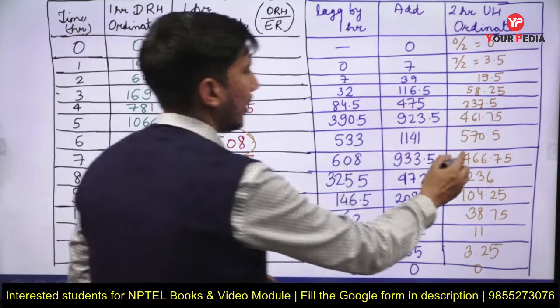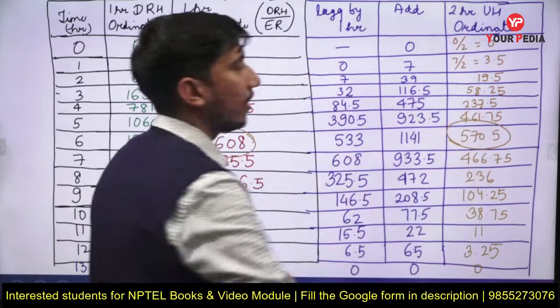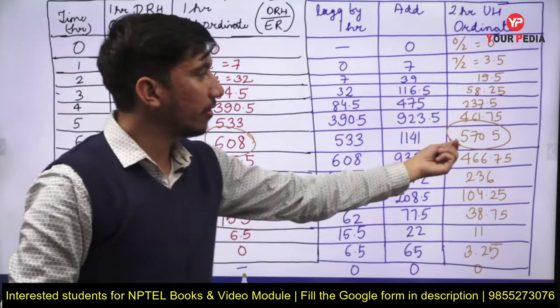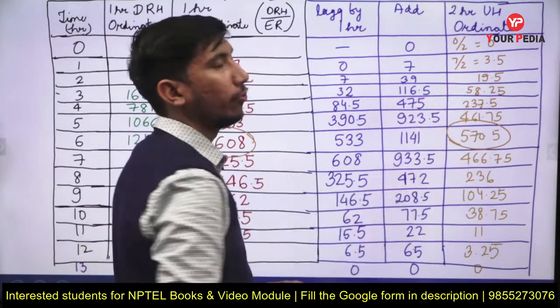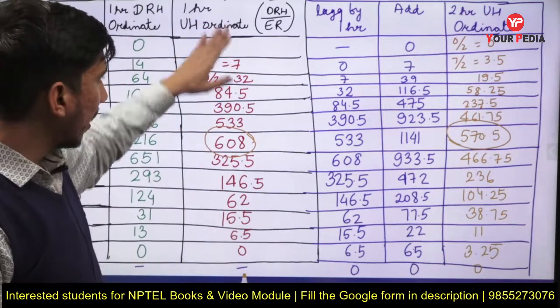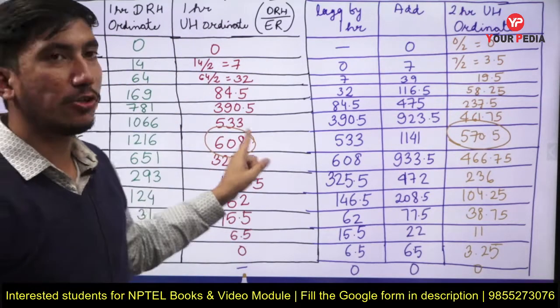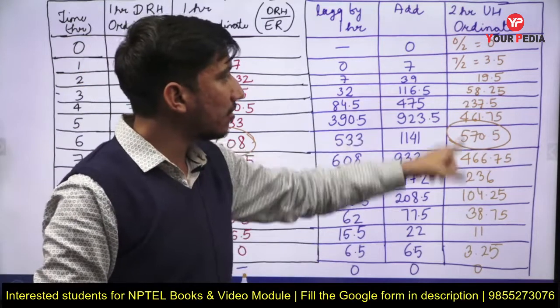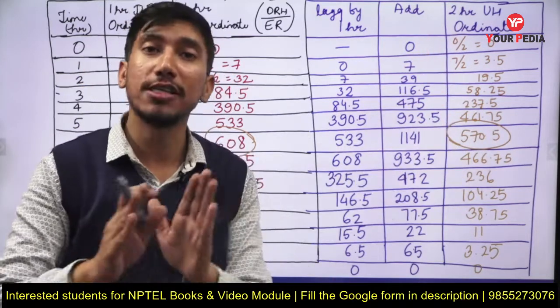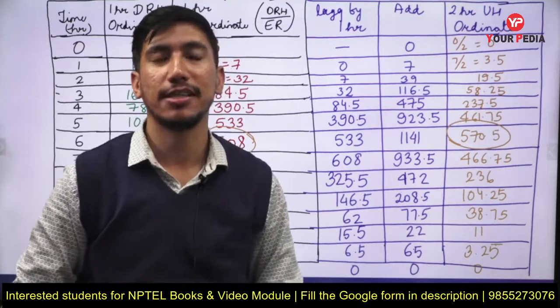And from here I can see that the maximum ordinate of the 2 hour unit hydrograph is going to be 570.5 meter cube per second. We can see that the maximum ordinate of the 1 hour unit hydrograph is more than the maximum ordinate of the 2 hour unit hydrograph for the same catchment. This we can see from this particular slide.